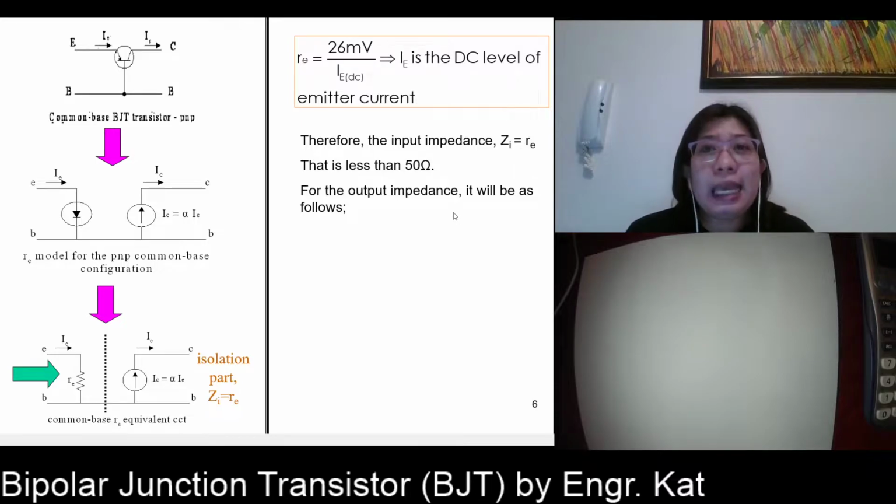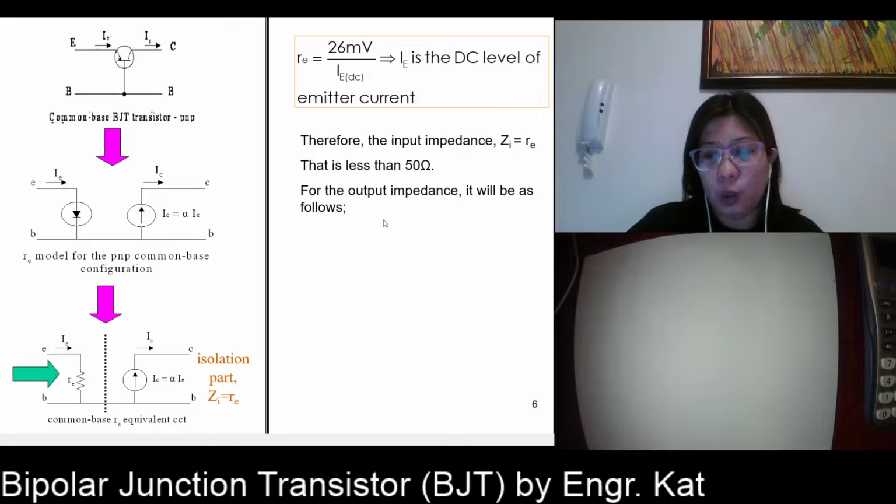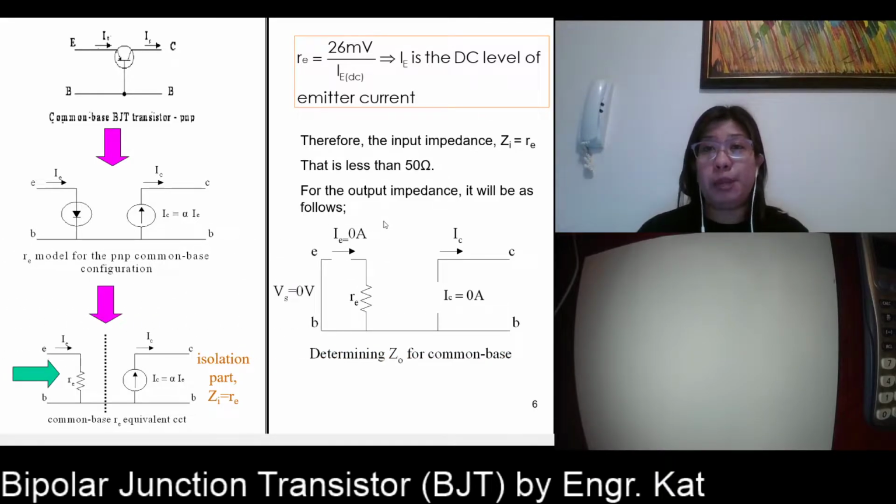The second important parameter is the output impedance. Okay, so how do we solve for the output impedance? The output impedance is taken when we are killing the input source. Our input source is Vs. So what do we do? We short Vs, so we make it equal to 0 volts.